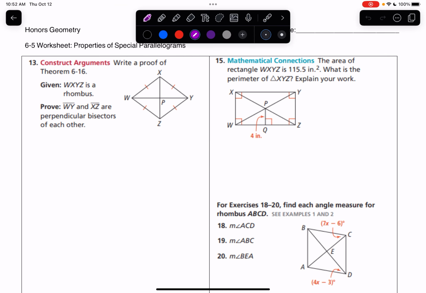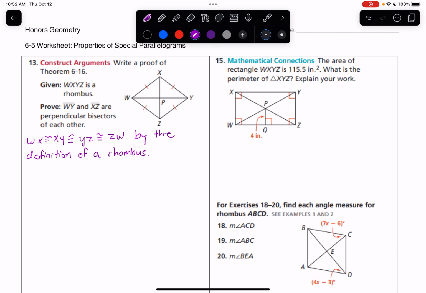So I went ahead and wrote a paragraph proof for this one, and I'll kind of explain it to you. We know that by definition, all of the sides of a rhombus are congruent, and that includes the opposite sides, or the sides adjacent to each other. So what I did is I wrote that first. I said WX is congruent to XY, which is congruent to YZ, which is congruent to ZW, by the definition of a rhombus.